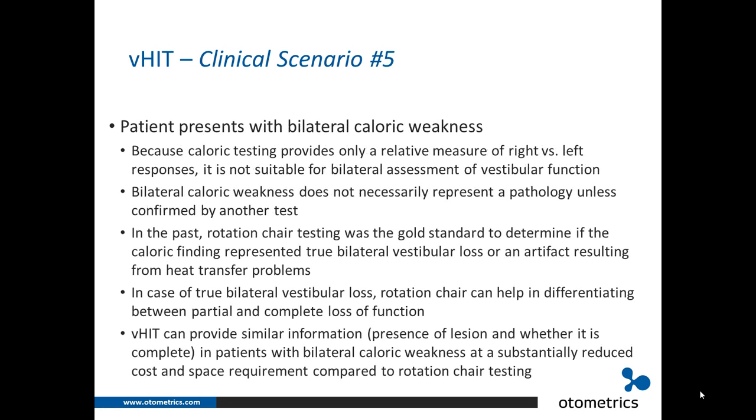Finally, the last case involves a patient who has bilateral caloric weakness. This patient must undergo a second test to determine if the finding represents a true bilateral loss of function or if it is a false positive finding caused by heat transfer issues in the caloric test. Traditionally, the rotation chair testing was used for this purpose, but as we saw in part 2 of this presentation, the same information regarding the presence and the extent of bilateral loss can be derived from VHIT at a considerably reduced cost, time, and space requirements.